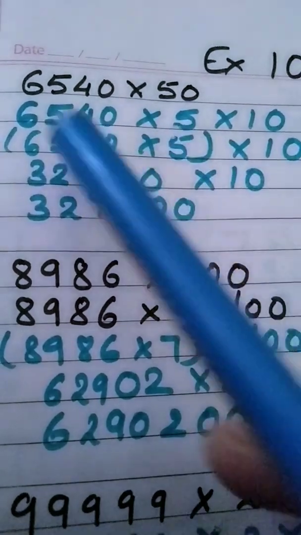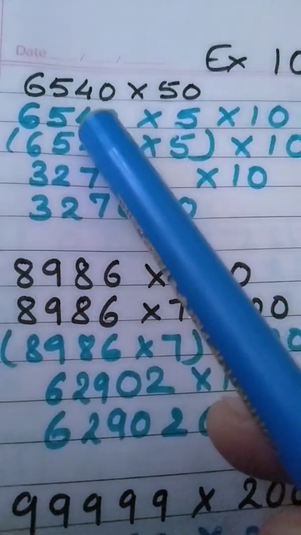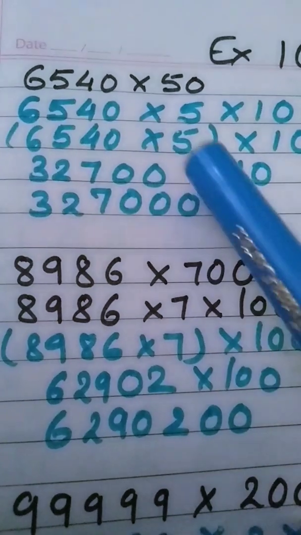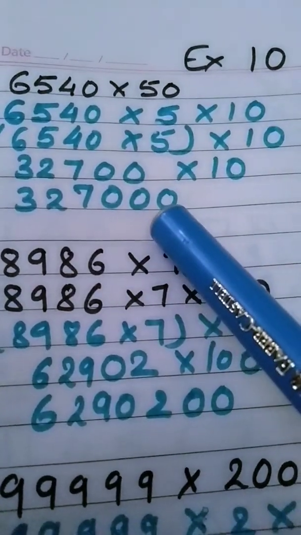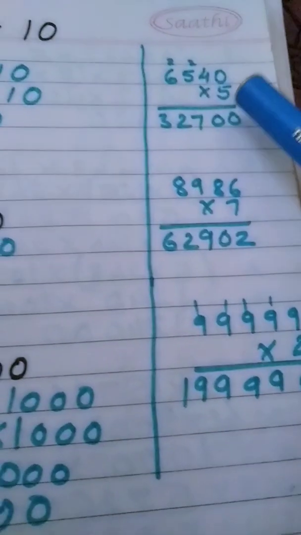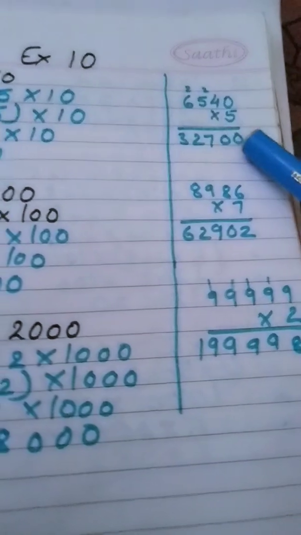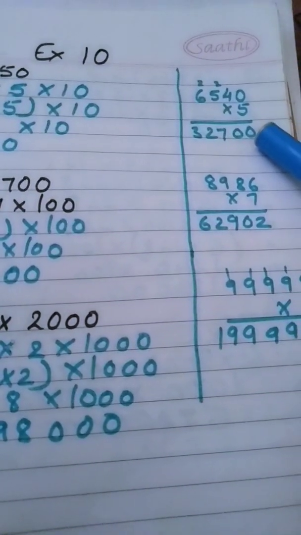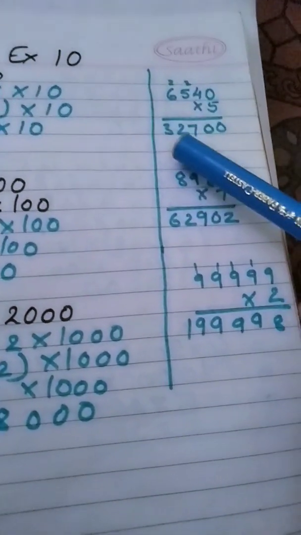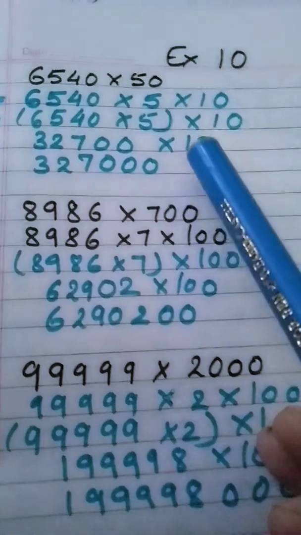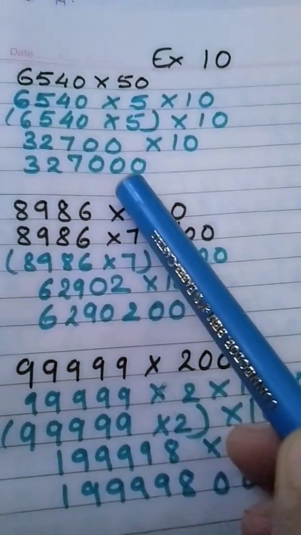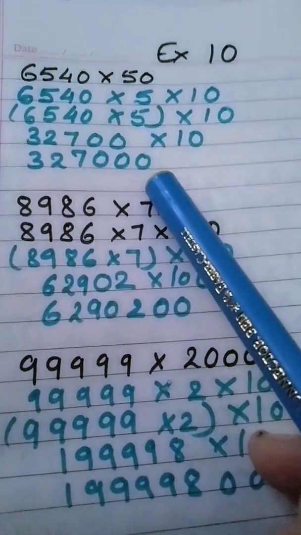Now this 5 you will group with the given multiplicand. So first you multiply this number by 5, then for 10 you just insert one more 0. I have multiplied 6540 by 5 in the rough column. You can also make a rough column and do it. I have got 32,700. Now again, for multiplying by 10 we are not supposed to do any calculation, just insert one more 0. So this is your product.